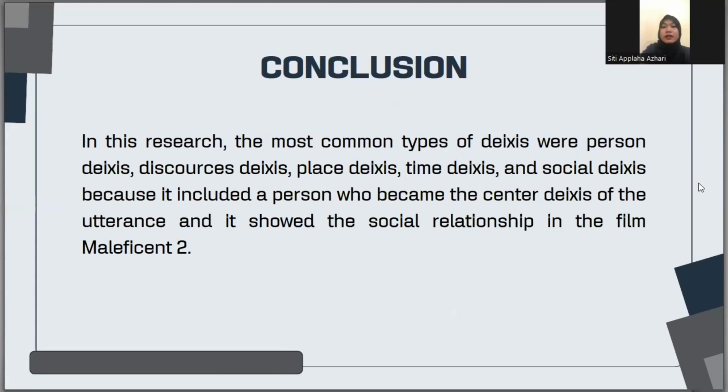Next is the conclusion. In this research, the most common types of Deixis were person Deixis, discourse Deixis, place Deixis, time Deixis, and social Deixis, because it includes a person who becomes the center of the utterance, and it shows the social relationship in the film Maleficent. The researcher also explained how the main character uses Deixis in the film Maleficent 2 using the data gathered.